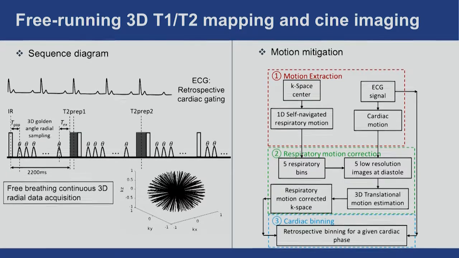There are 3 steps to address the influence of respiratory motion and cardiac motion. Firstly, a 1D self-navigated respiratory motion signal is extracted from the k-space center. To enable binning the data into different respiratory motion states, inter-bin translational motion was corrected. After this step, to reduce the cardiac motion, cardiac binning was performed for a given cardiac phase.